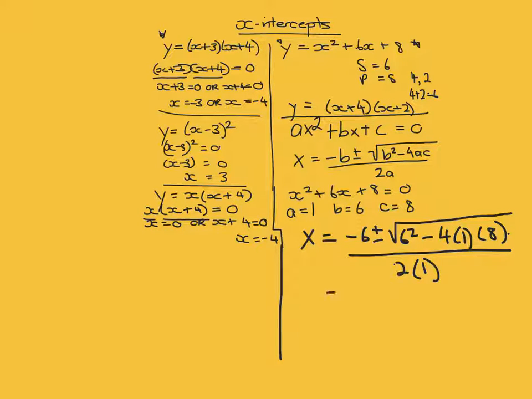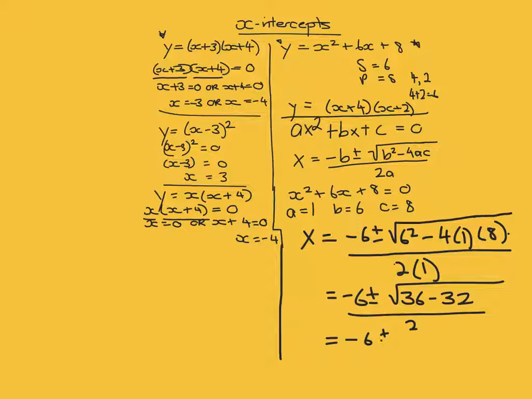Now you can put that straight in your calculator, what's underneath that square root sign, or you can just do it bit by bit. I'm going to do it bit by bit. So I'm going to go, that's negative 6 plus or minus square root of 6 squared, which is 36, take 4 times 8, which is 32, times 1 is just 32, all over 2. So that's going to equal negative 6 plus or minus the square root of 36 take 32, which is 4, over 2. The square root of 4 is just 2, so you get negative 6 plus or minus 2 over 2.